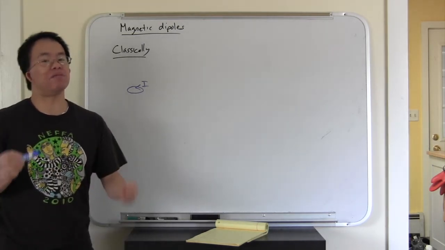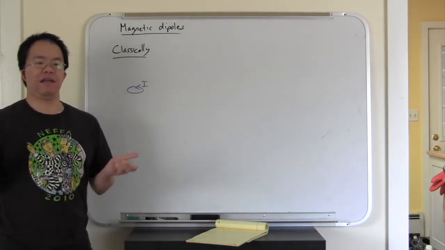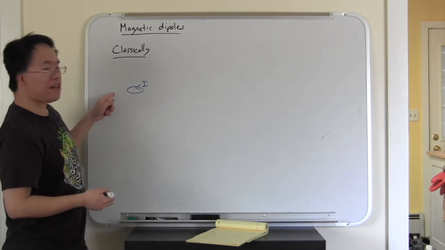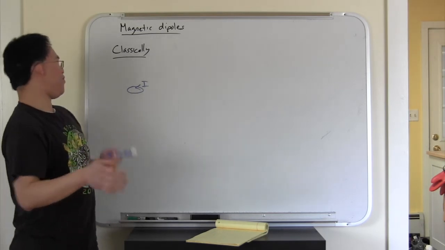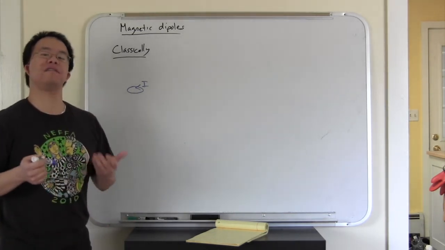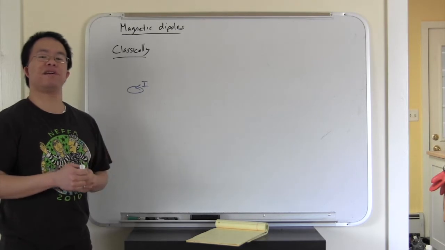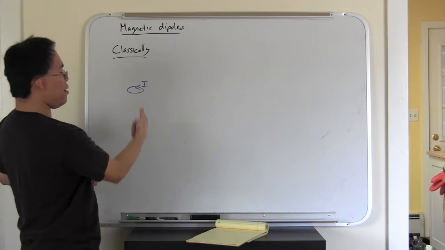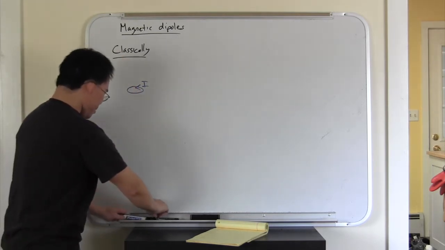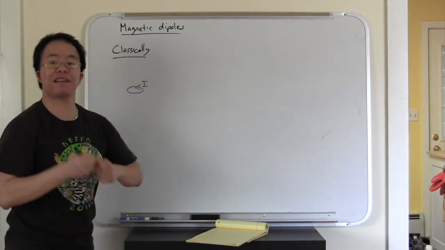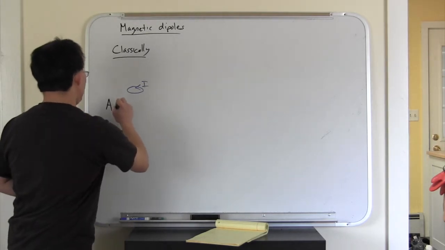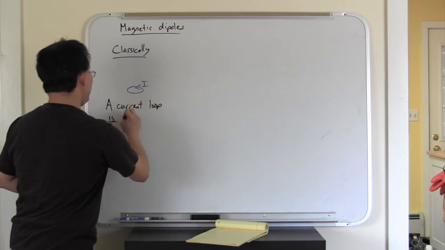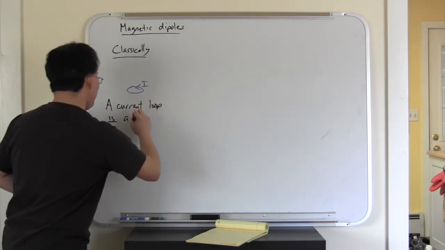Well, hopefully you remember from 118 that a current loop is a magnetic dipole, and you can find the direction of the magnetic dipole moment using a right-hand rule. If I curl my fingers in the direction of the current loop, my thumb points up. And so we say that classically, a current loop is a magnetic dipole.